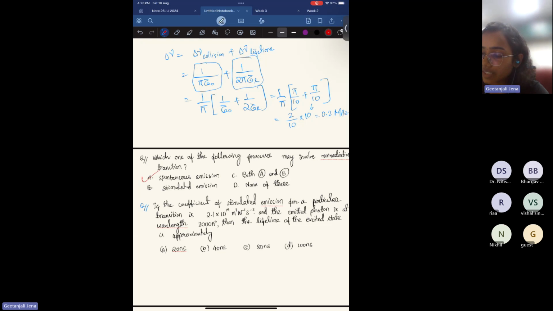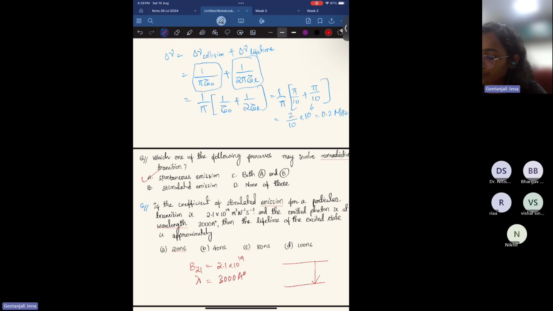The question number 2 is, if the coefficient of stimulated emission for a particular transition is 2.1 into 10 to the power 19, it is given the coefficient of the stimulated emission, which is nothing but B21, if you consider a two-level atomic system. I am not writing the units. And the emitted light is at wavelength 3000 angstrom. So when the atom is making a transition from second to first level, it is radiating energy of wavelength 3000 angstrom. Now it is asking for the lifetime of the excited state.